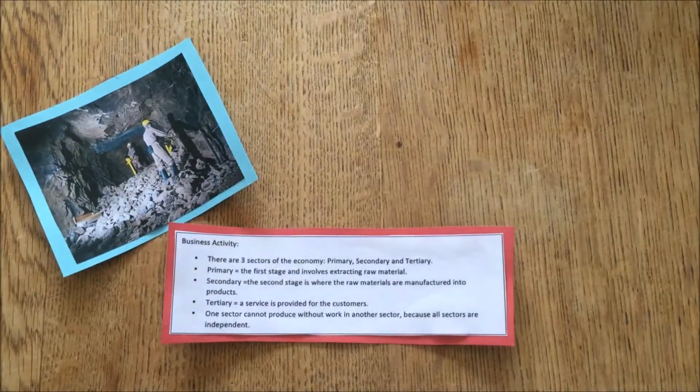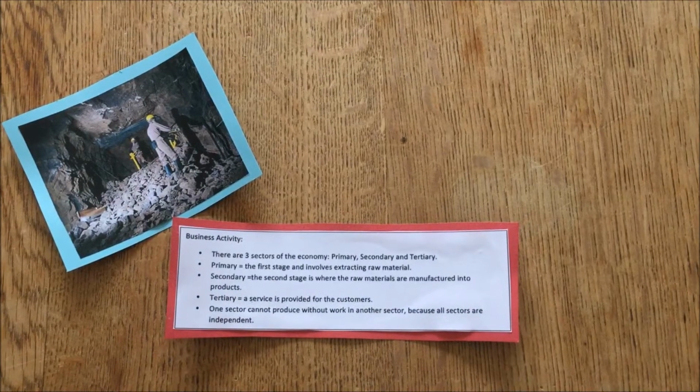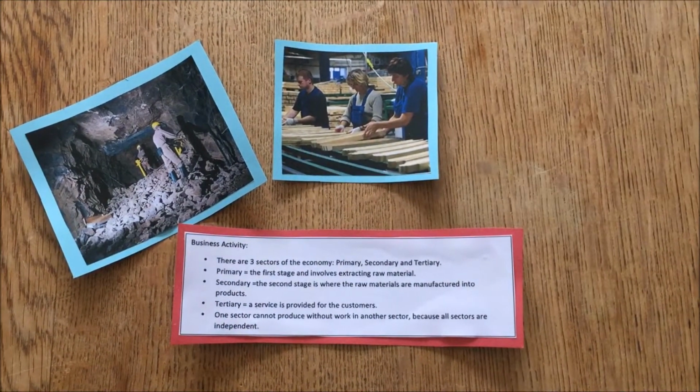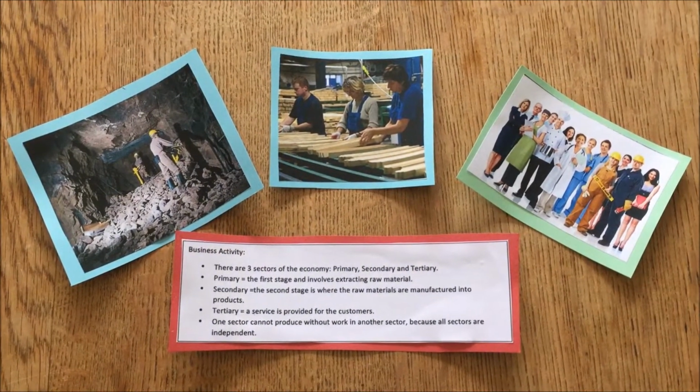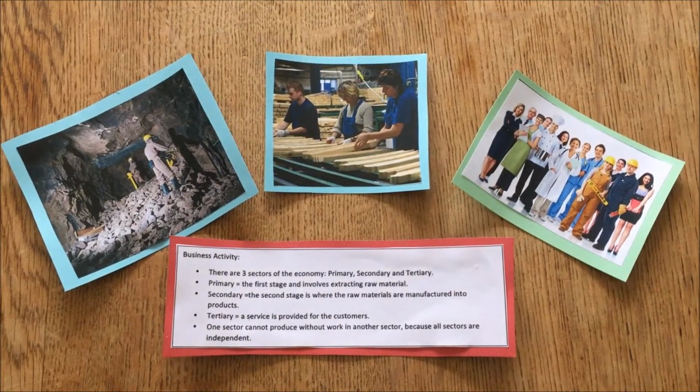Primary, the first stage, involves extracting raw materials. Secondary, the second stage, is where the raw materials are manufactured into products. Tertiary, a service is provided to the customers. One sector cannot produce work in another sector because all sectors are independent.